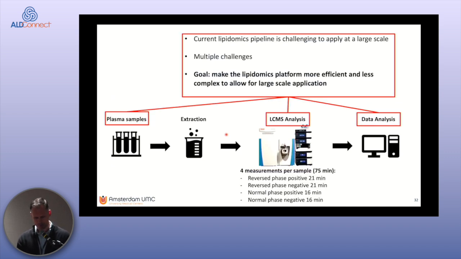However, the lipidomics pipeline, the analysis that we use for this paper, is quite challenging. There are multiple sources of complexity, and this is why it's relatively challenging to apply this at a large scale. So our goal for this emerging investigator grant was to make this platform more efficient and less complex so that we could apply it on a large scale.